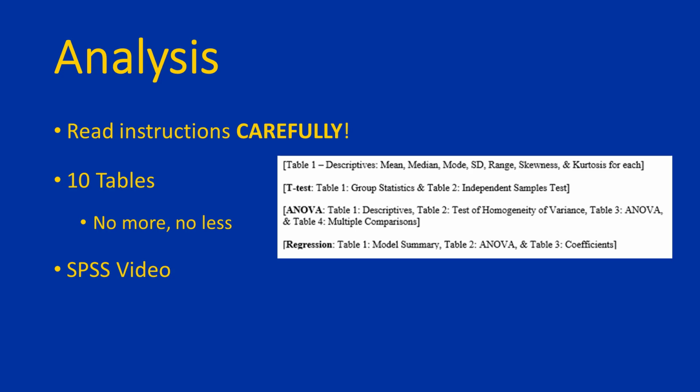Your next 2 tables are for your t-test. You need to pull the group statistics and the independent samples test table. The ANOVA output will generate several tables. Pull the descriptives, test of homogeneity, ANOVA table, and multiple comparisons table. The regression output will also produce a variety of tables we will not use in this class. You need to pull the following 3 tables: model summary, ANOVA, and coefficients.